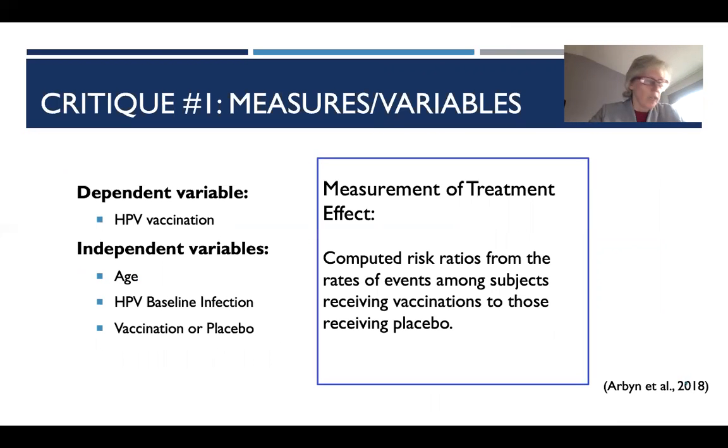So in this study, the measure of treatment that they were looking at was a computed risk ratio from the rates of events among subjects receiving vaccinations to those receiving a placebo. And the dependent variable was HPV vaccination. The independent variables that may have impacted those outcomes were age, HPV baseline infection status.